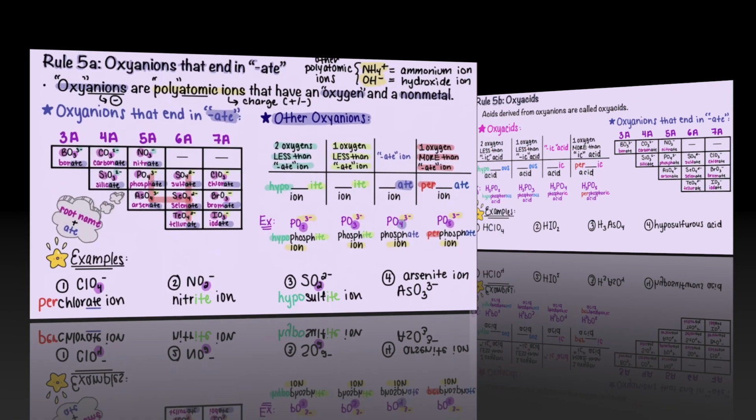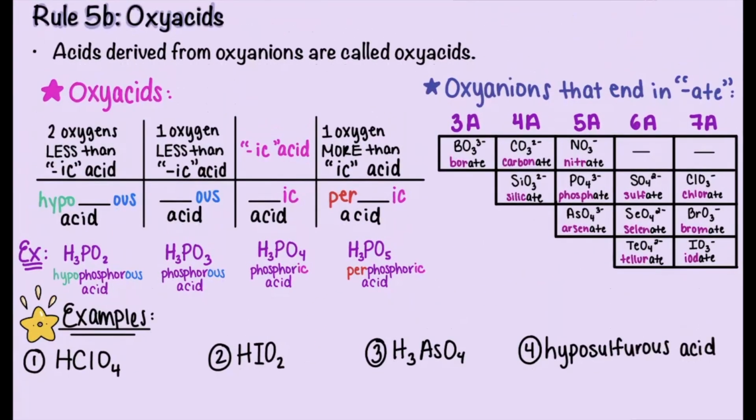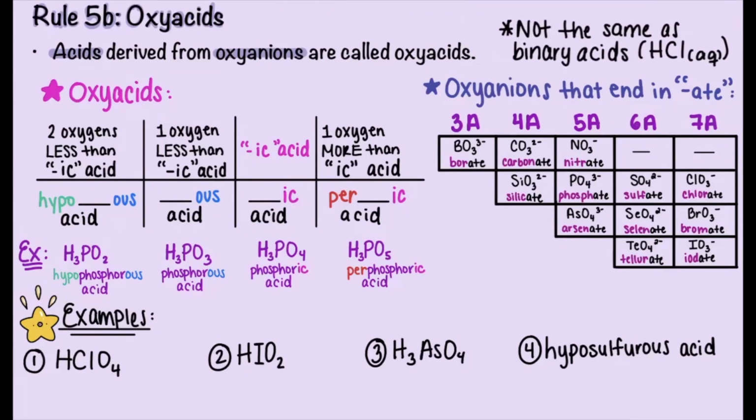Now let's move on to oxyacids. And these guys are acids derived from oxyanions. They start with H because they contain hydrogen ions that will ionize in water. And remember, these are not binary acids. I talked about how to name binary acids in a previous lesson, so definitely check out that video if you haven't done so already. Instead, oxyacids have more than 2 elements because the oxyanion contains multiple atoms.